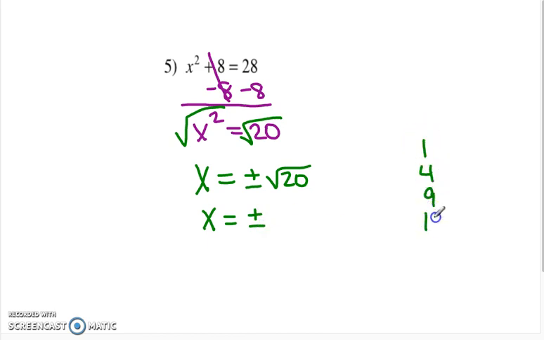1, 4, 9, 16, and that's the closest to 20 that we get. So the perfect square, there's only one that goes into 20, is 4. So we split this up into two radicals. We put the perfect square here, and it goes in 5 times.